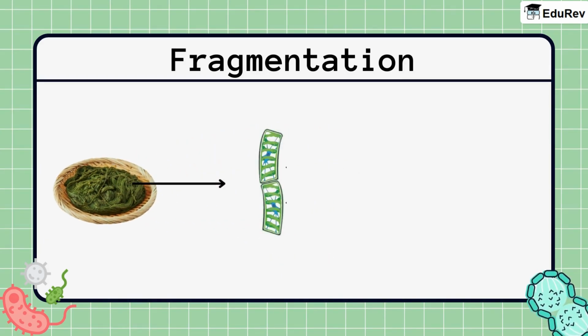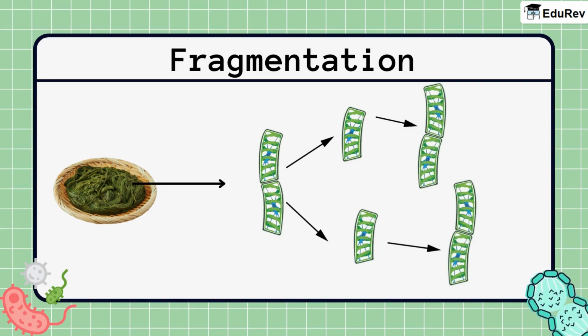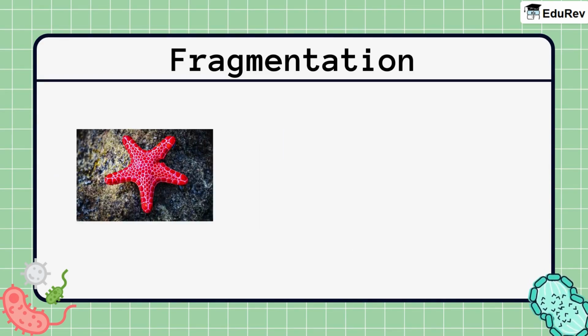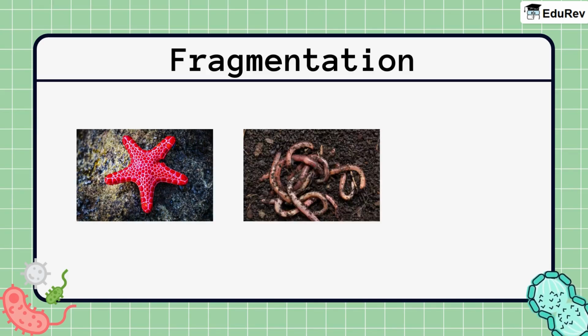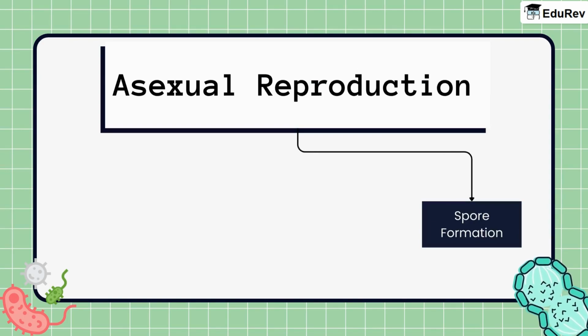Fragmentation is another type of asexual reproduction in which the parent organism breaks into two or more fragments, as the name suggests. Each fragment grows into a new organism. This method is common in some animals such as starfish and earthworm, but it is also found in some algae such as Spirogyra. Now let's move to the next and the final method of asexual reproduction, that is spore formation.